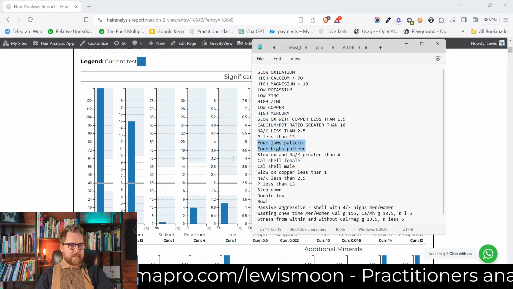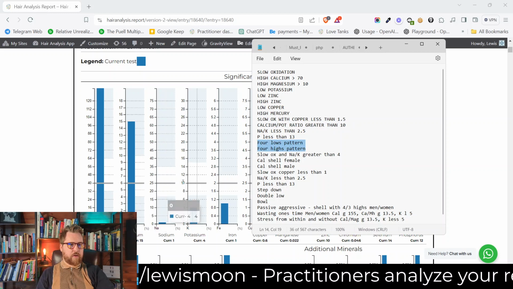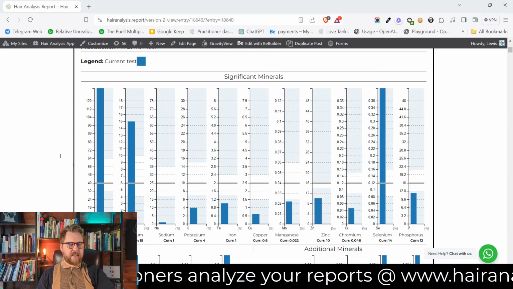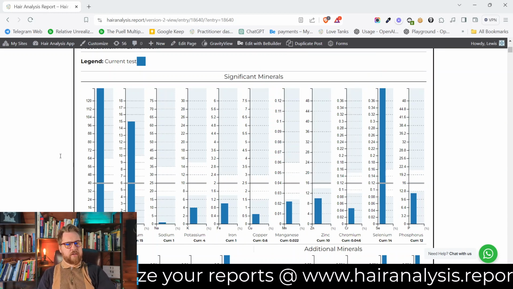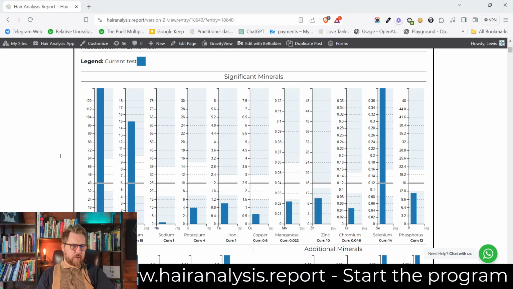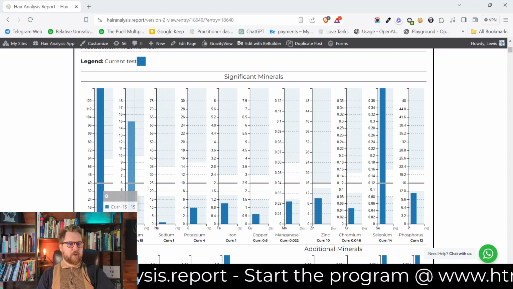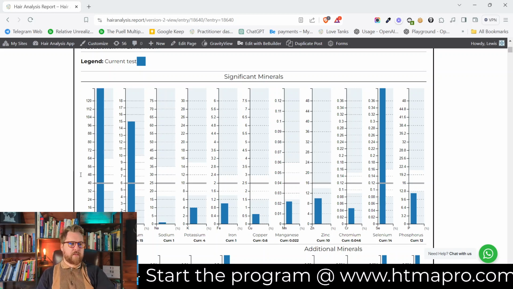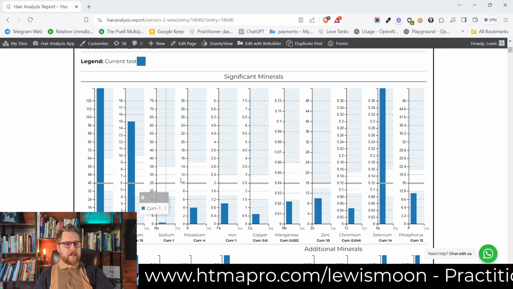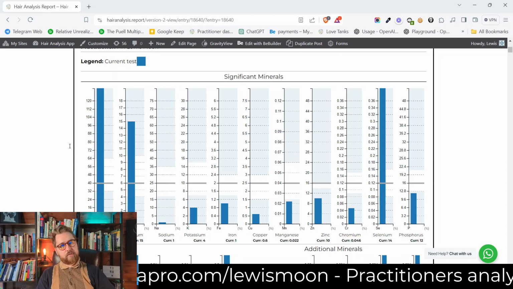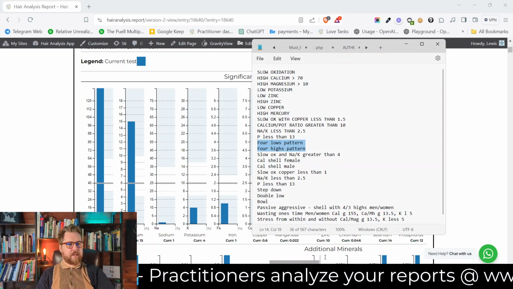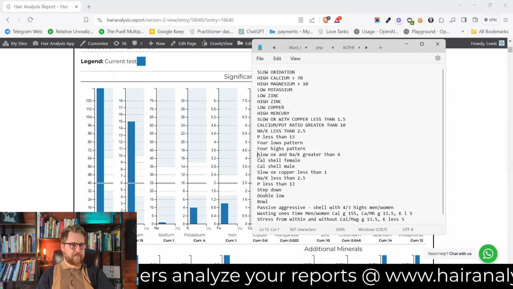Alright, so 4 highs pattern. A 4 highs pattern is when all of the minerals are above ideal, all 4 of them. This is like an alarm response reaction, sort of like a secondary alarm response reaction. It's not too common, I've personally found. Most people are in sort of like a 3 lows pattern, a 4 lows pattern, or a calcium shell. But anyone that's in the 4 highs pattern is in a stress response, and as a result, again linked to the adrenal glands, it's a sign of hidden copper toxicity.